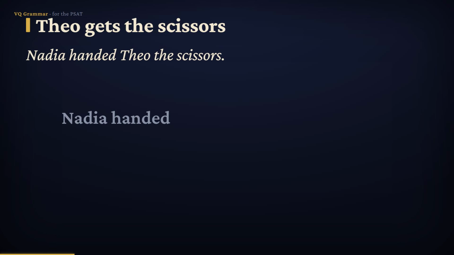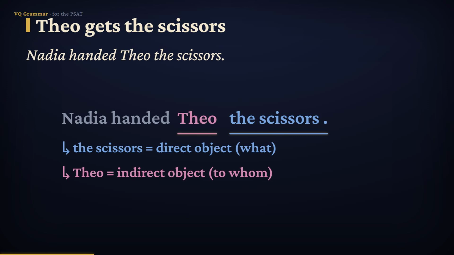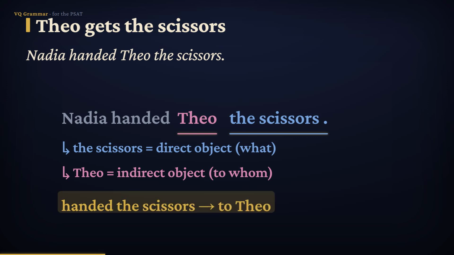Nadia handed Theo the scissors. What did Nadia hand? The scissors. So scissors is the direct object, the thing. Now, to whom did she hand it? To Theo. So Theo is the indirect object, the receiver. Notice the scissors are what's handed, and Theo is who gets them. Handed the scissors to Theo.